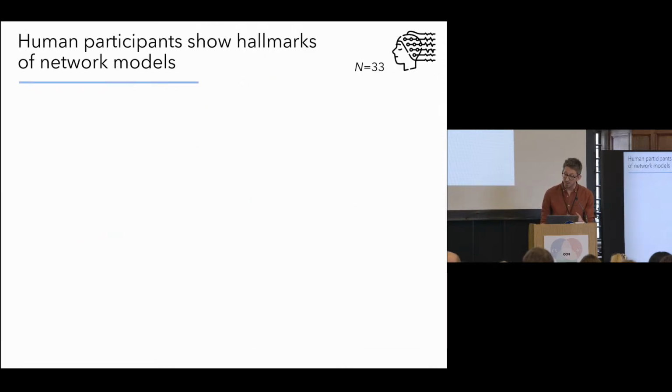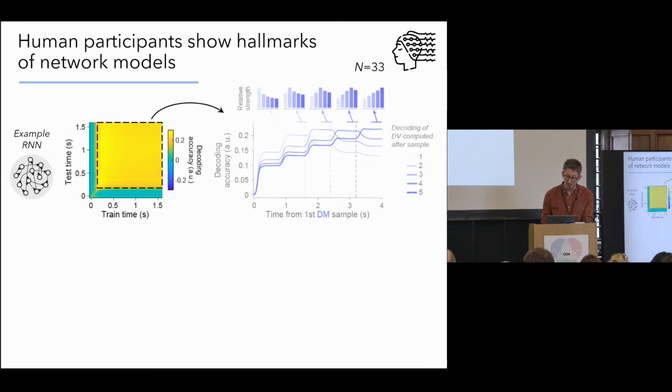We then looked to assess whether this same solution is employed by the human brain by decoding memories and decision variables from scalp EEG data measured while human participants performed the same tasks. So here again are the findings from our decoding approach applied to the trained RNNs, which can serve, I suppose, as predictions for what we might expect to see in our neural data.